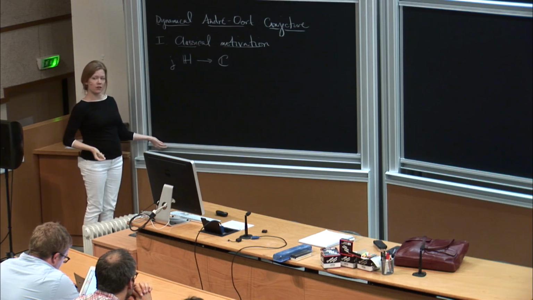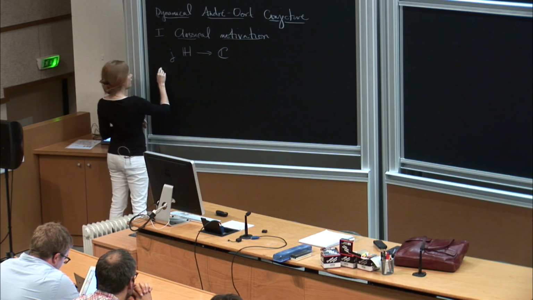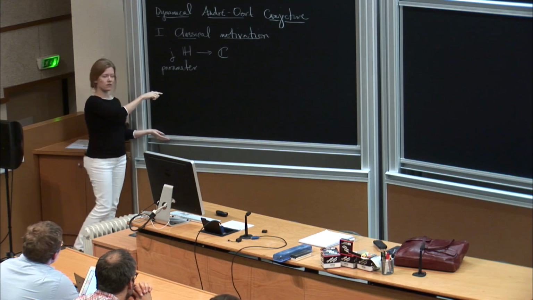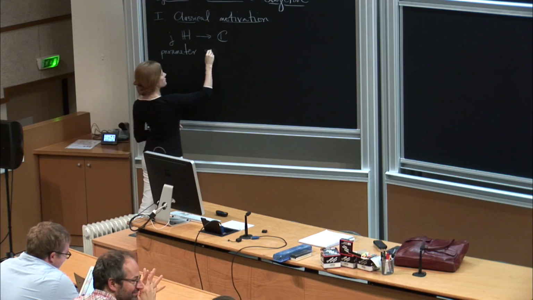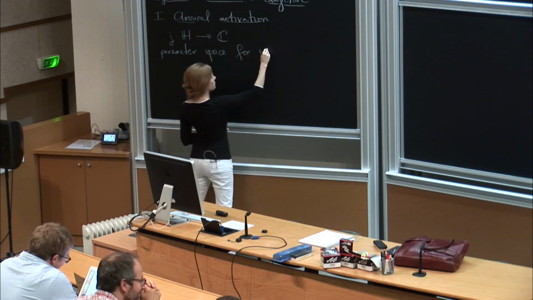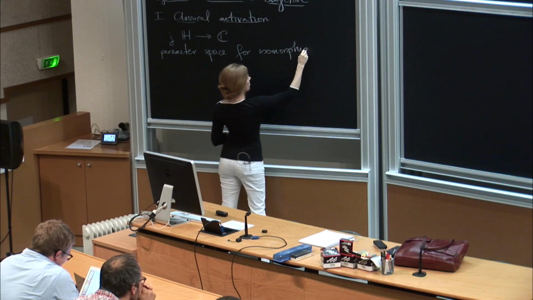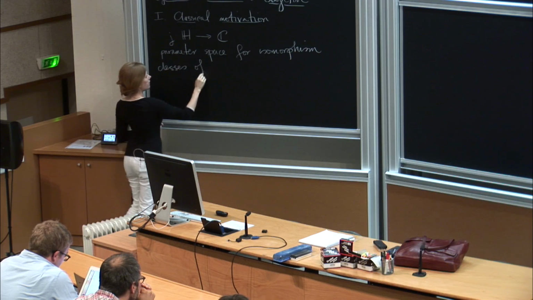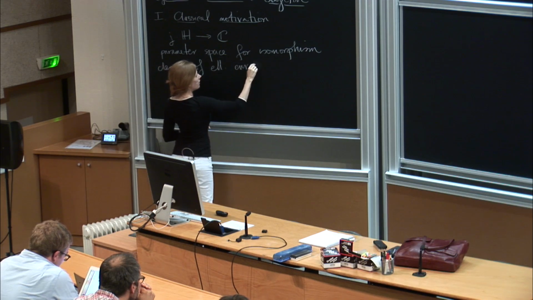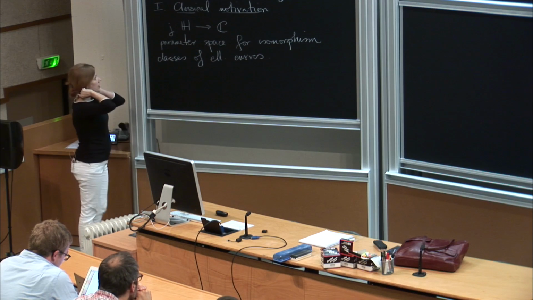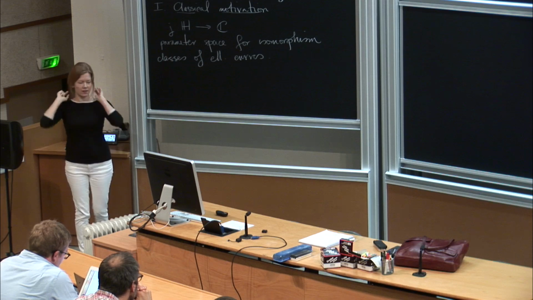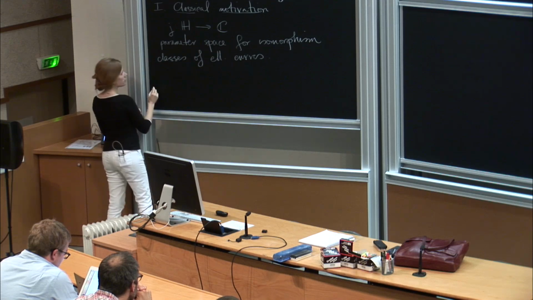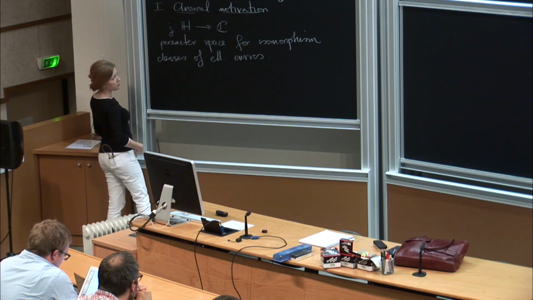Well, via the J function, we can consider the complex plane as a parameter space for isomorphism classes of elliptic curves. And inside of this space, we have particular J invariants, which correspond to elliptic curves with complex multiplication.